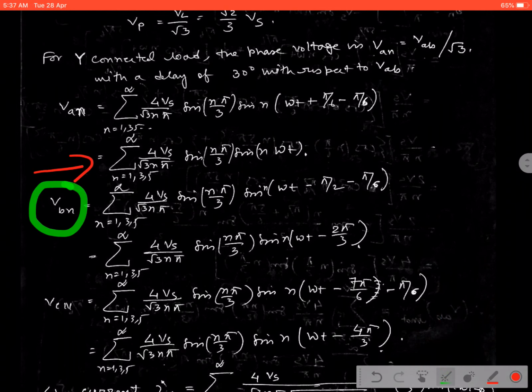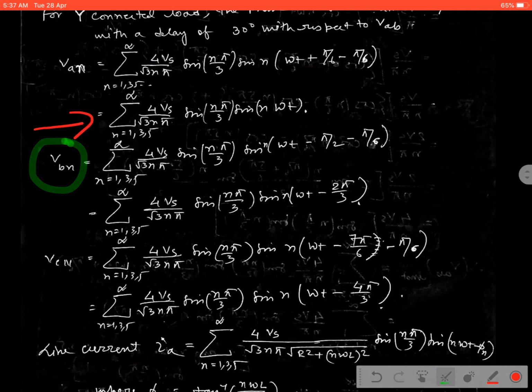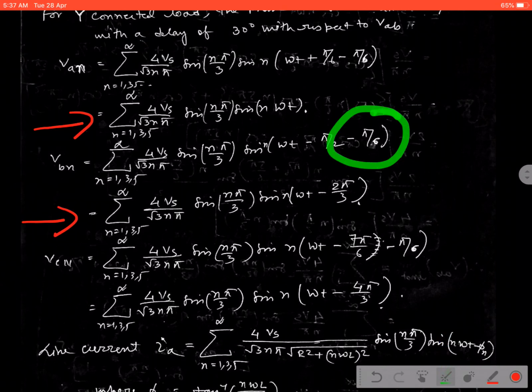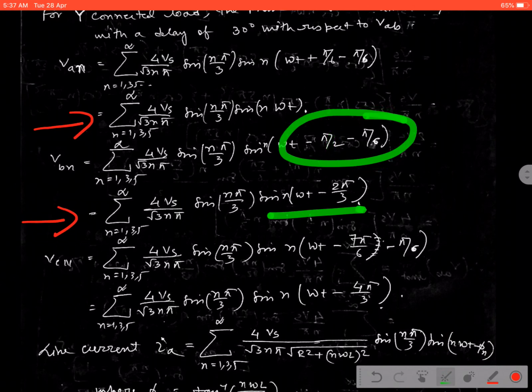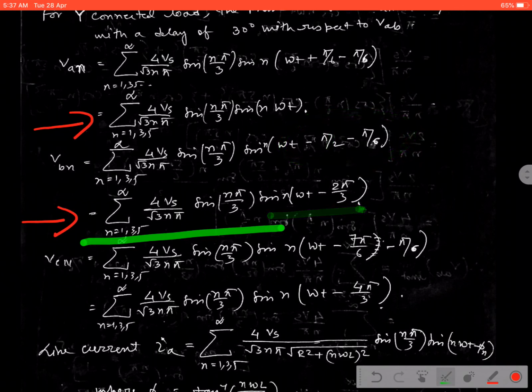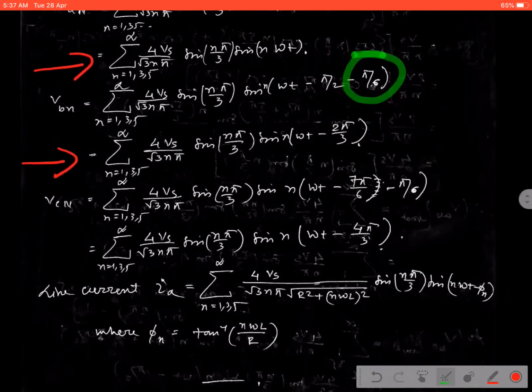Similarly, we can do the same thing for VBN, which gives this result. That means we have taken the voltage VBC, and then lagged it by 30 degrees. That gives this part. So this is the expression for the phase voltage VBN, that is VBC 1 by root 3 times and lagged behind by 30 degrees. Okay, so this is the expression.